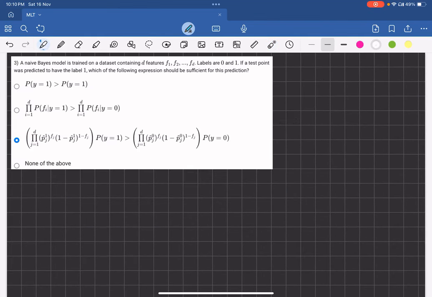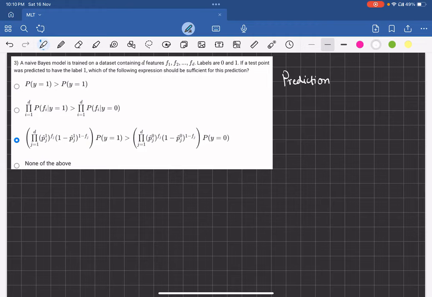The question says, if a test point was predicted to have the label 1, which of the following expressions should be sufficient for this prediction? So this is essentially a straightforward question. To understand and solve it, we need to know the criteria for a new, unseen data point to be classified. So what we need to know is the prediction criteria.